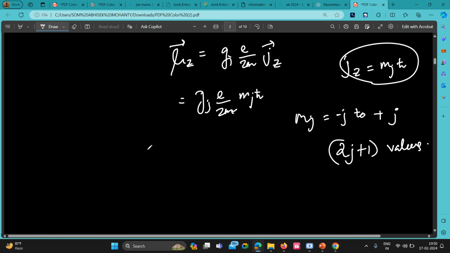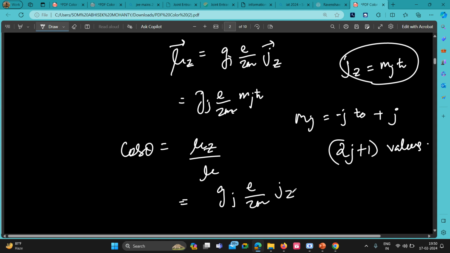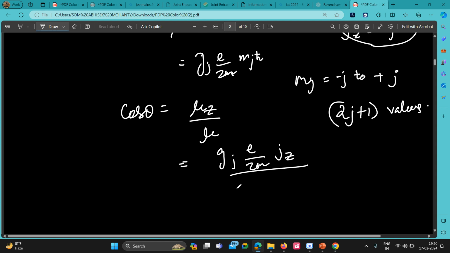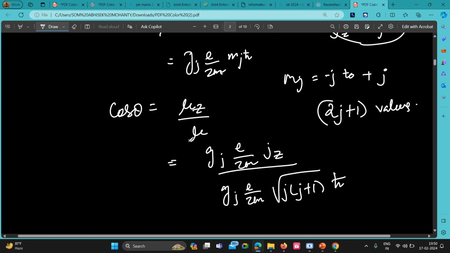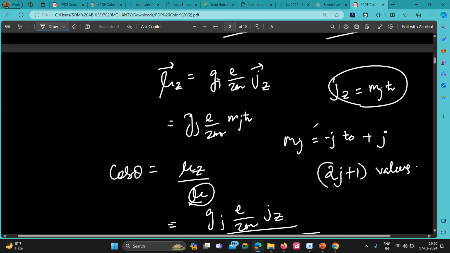So the orientations would be how much? Orientation cos theta was mu z divided by mu. So mu z is Gj e by 2m Jz, whole divided by Gj e by 2m root over J(J+1) h cut. This is exactly what I did. Mu is this, I put it here in place of mu, and mu z is this, I put it here. Got it?